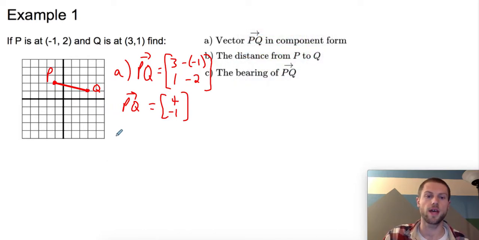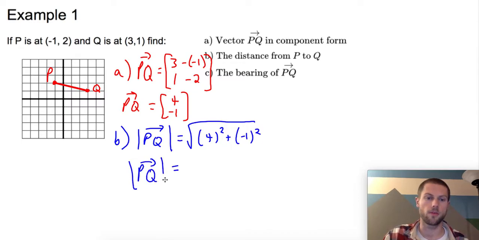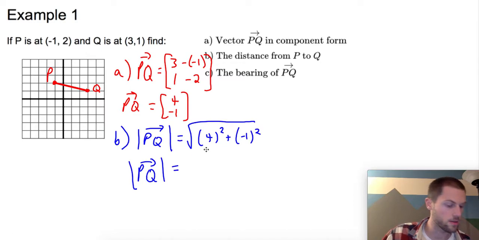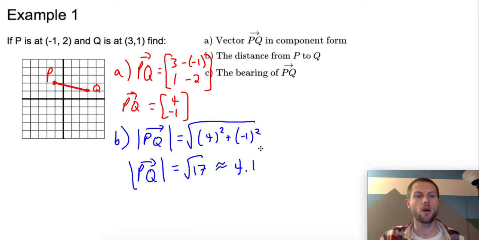All right, next up we want to find the distance from P to Q. So what is the actual size or magnitude of PQ? And to do that, I'm going to use the Pythagorean theorem. So the magnitude is going to equal the square root of each of those components squared. So 4 squared plus -1 squared. And when that shakes out in my calculator, the magnitude of PQ is the square root of 17, which is about 4.1. All right, so those are the easy ones. Now it's time for the bearing.